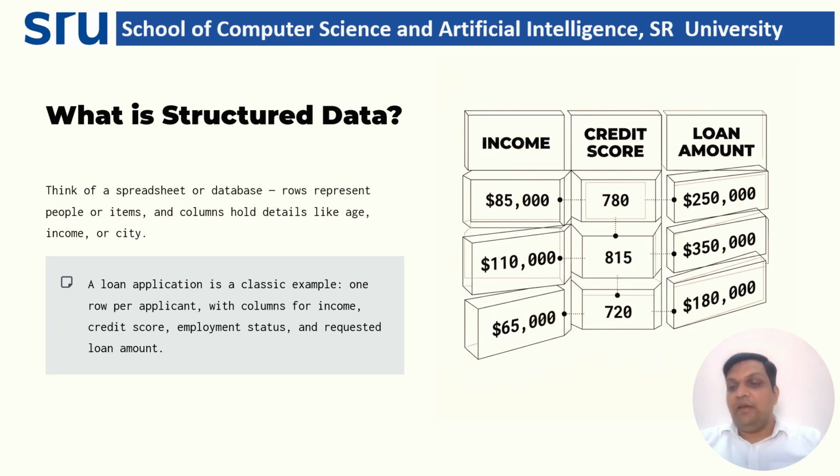So we can say that in structured data, first imagine a table: each row is a person, each column is information. Income, marks, attendance, all use this structure to make decisions.